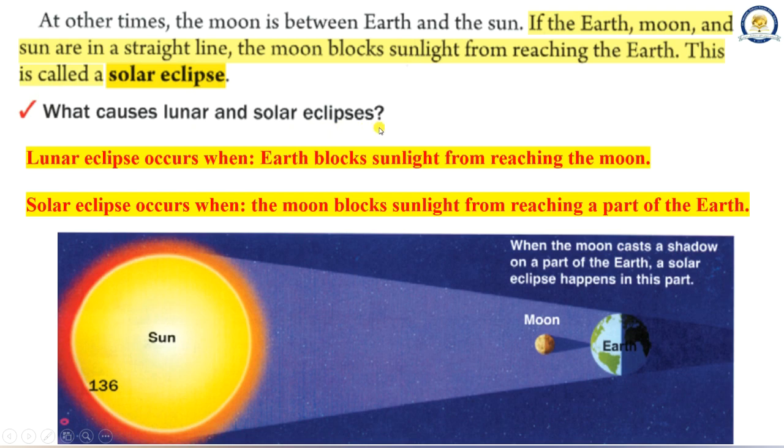What causes lunar and solar eclipses? Lunar eclipse occurs when Earth blocks sunlight from reaching the moon. Solar eclipse occurs when the moon blocks sunlight from reaching a part of the Earth.